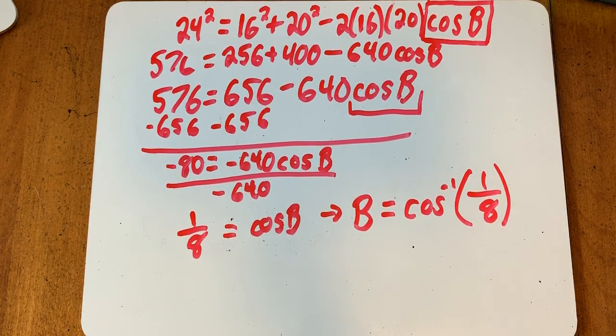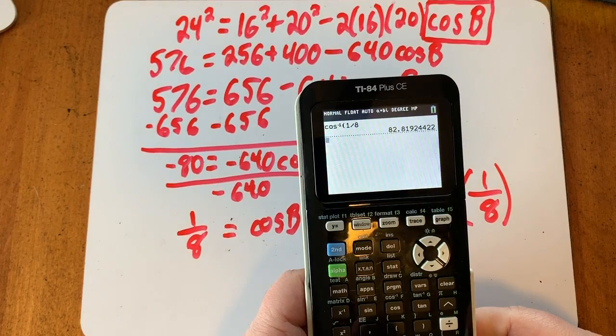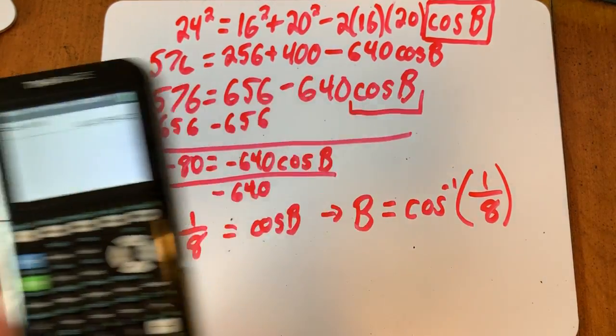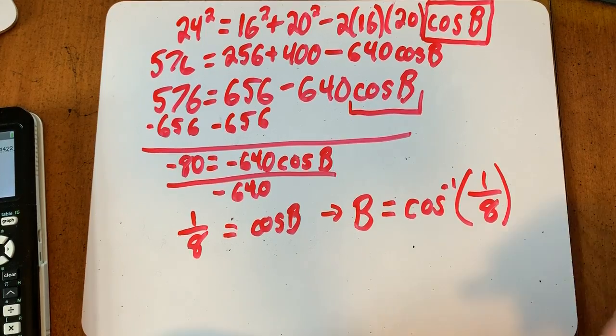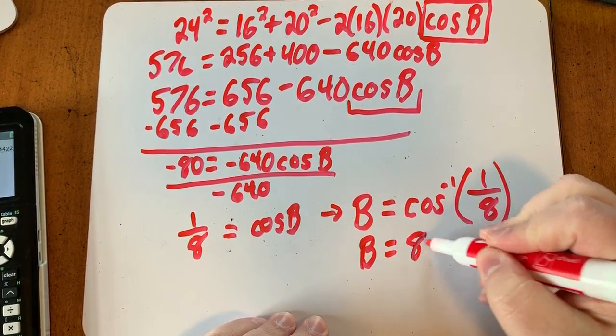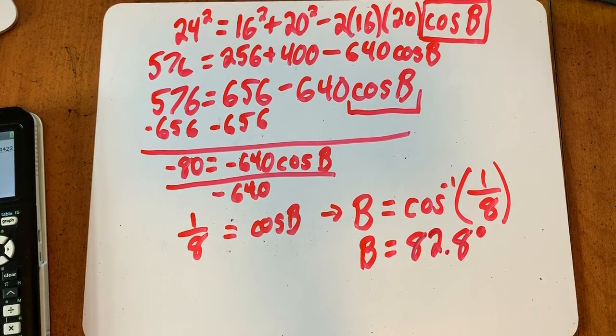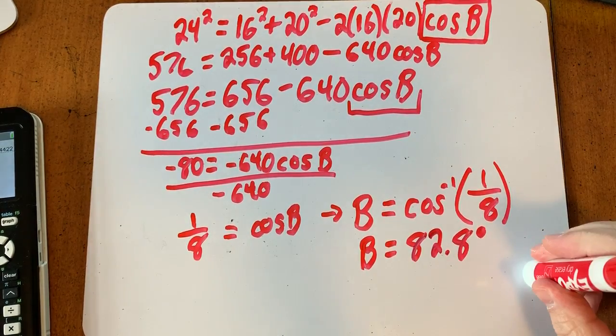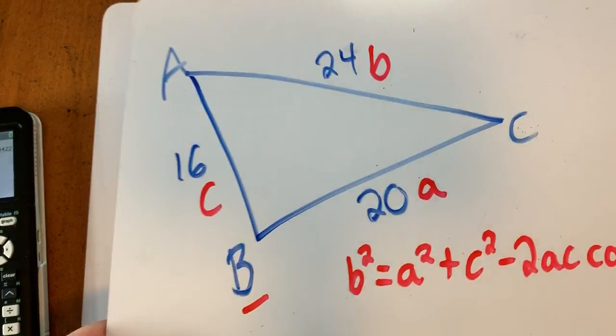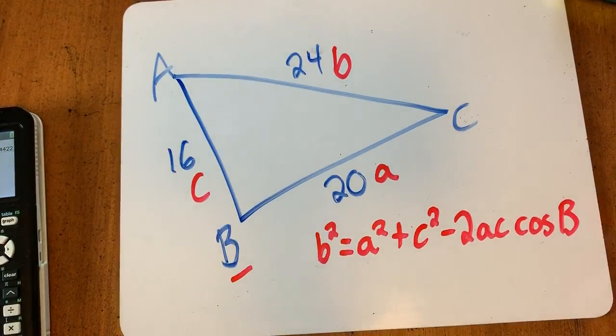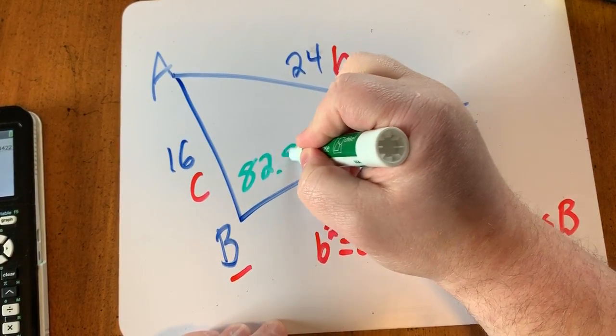I'm not expecting you guys to know what that is off the top of your head, and I'm also going to use my calculator. So I did cosine inverse of 1/8 and got 82.8. All right, so 82.8. So that's angle B. So I'm going to go back to my original triangle, and I'm just going to label that on my triangle. 82.8.